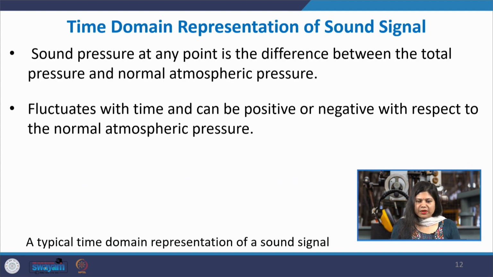Okay, so time domain representation, fine. Till now we discussed sound pressure as a variation; we discussed sound as a variation in the pressure over time and space. Now, what do you mean by a sound signal? What do you mean by that?